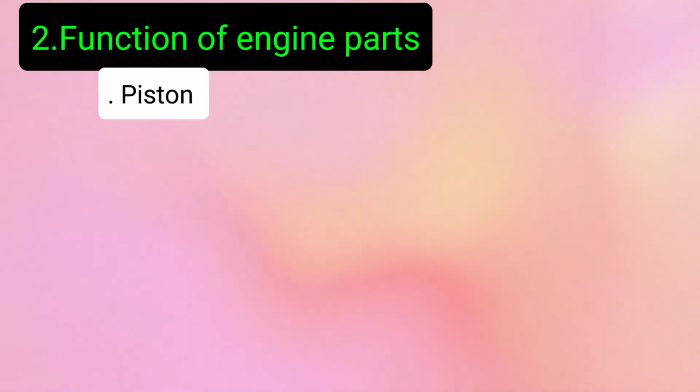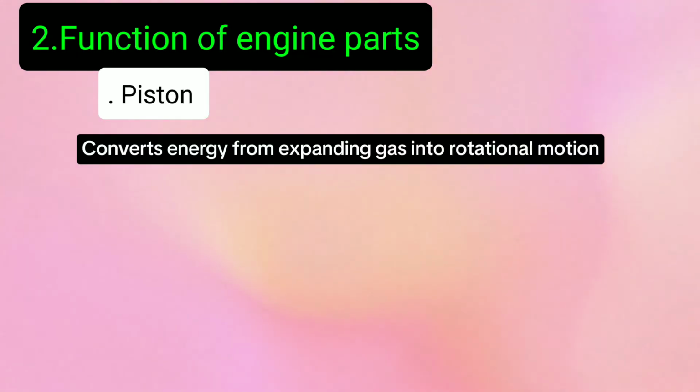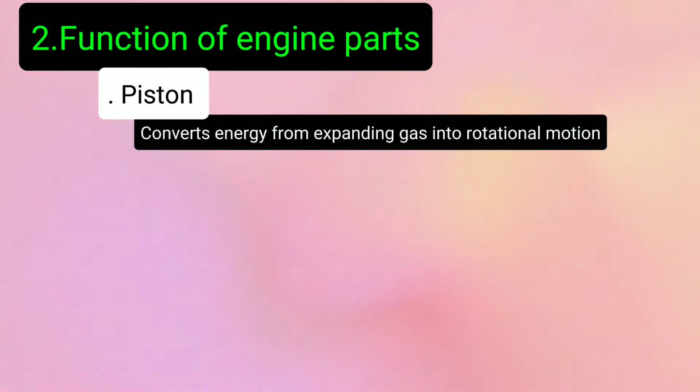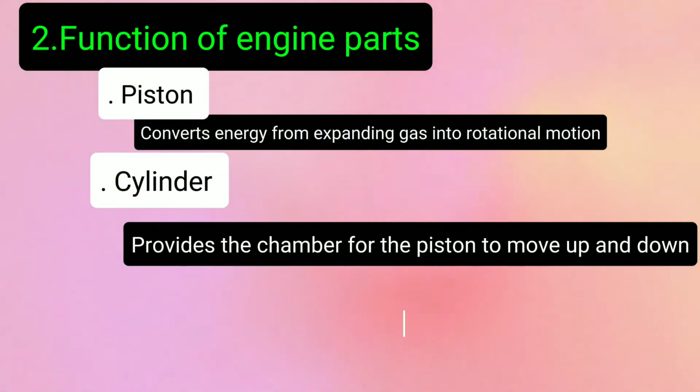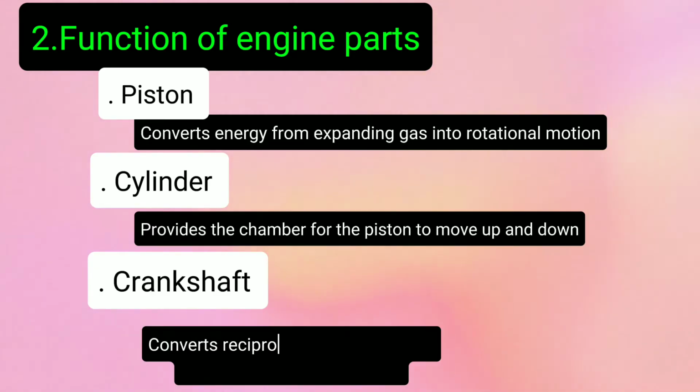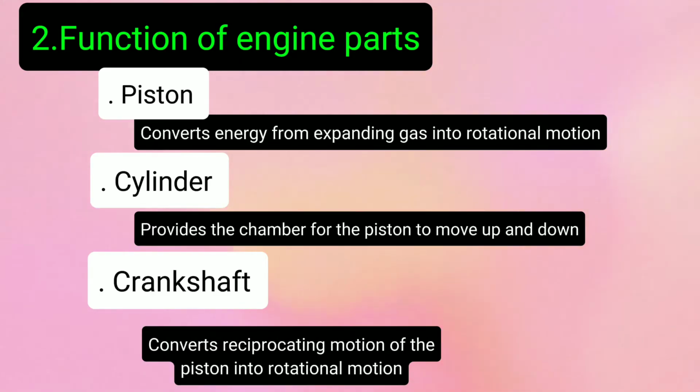2. Function of engine parts. Piston converts energy from expanding gas into rotational motion. Cylinder provides the chamber for the piston to move up and down. Crankshaft converts reciprocating motion of the piston into rotational motion.